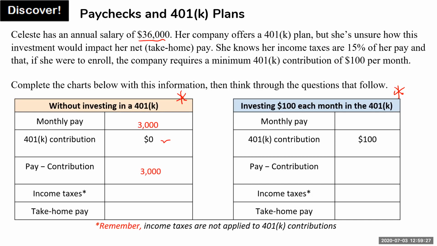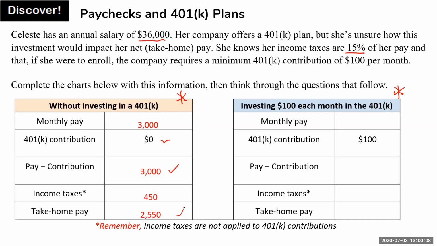Now, don't forget that we said 15% of her pay goes into income taxes. So we are going to do 15% of 3,000, and that will give us what? 450. Is that okay? So to know her take-home pay, how much she takes home, we are going to subtract the income taxes from her monthly pay. All right. So we do 3,000 minus 450, and that gives us $2,550. So this is how much Celeste would take home if she decides not to enroll in the 401k plan.